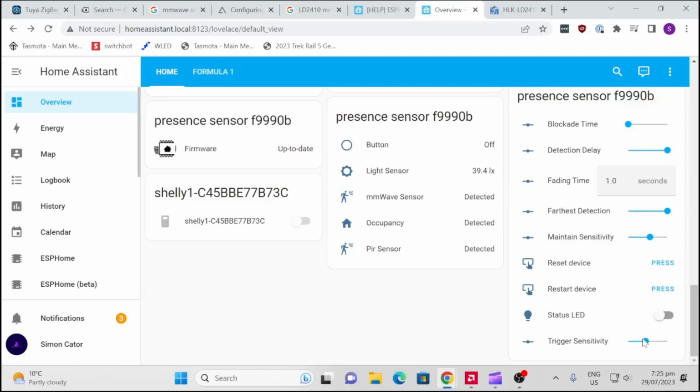Very impressed with it. For the price, the build quality, I think this is a great little sensor.